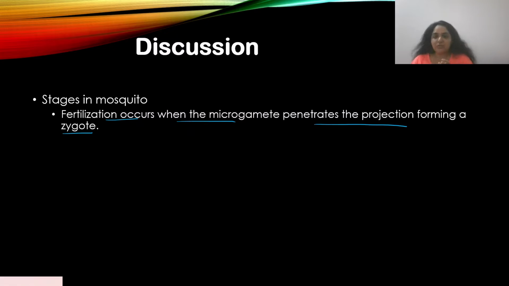If they ever ask you in the exam where the fertilization is happening, it's happening in the mosquito. It's not happening in the human. The gametes are formed in the human. You'll find the mature gametes in the peripheral blood.